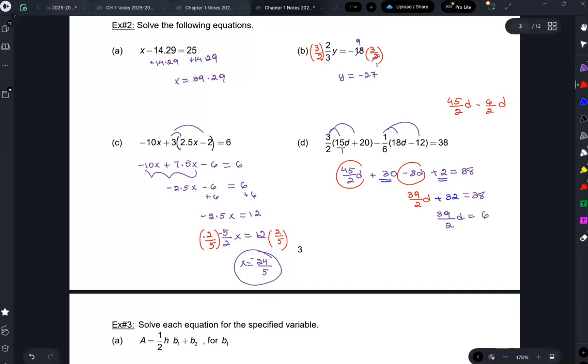And then we're going to multiply by the reciprocal, 2 over 39 times 2 over 39. Okay. So d is, we divide by 3, 6 over 13. Nope, 4 over 13. Sorry, guys. Okay?